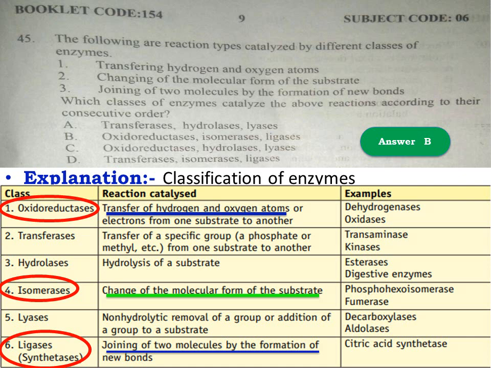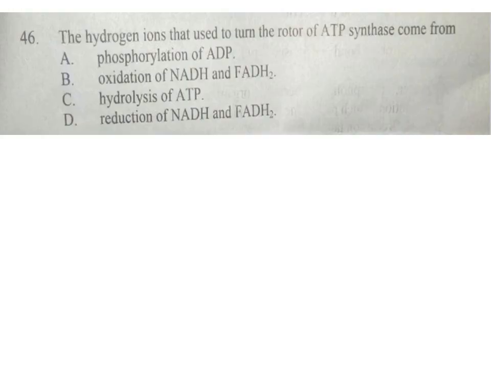So the answer is B. Question number 46. Hydrogen ions that are used to turn the rotor of ATP synthase come from: A. Phosphorylation of ADP, B. Oxidation of NADH, C. Hydrolysis of ATP, D. Reduction of NAD and FAD to NADH and FADH2. So the answer is D.